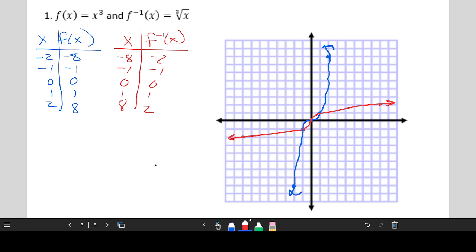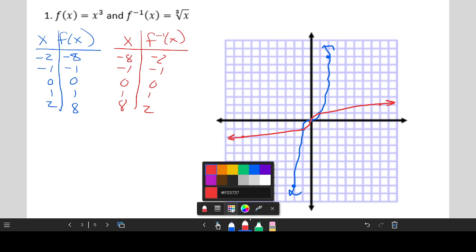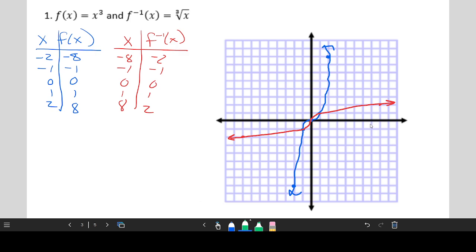Alright, so what we said is these graphs are reflections of each other over the line y equals x. I'm going to draw that line in for us in green here. I'm just going to draw it as a dashed line. So the line y equals x is going to have all the points where y and x are equal. So 1, 1, 2, 2, 3, 3, 4, 4, and so on.